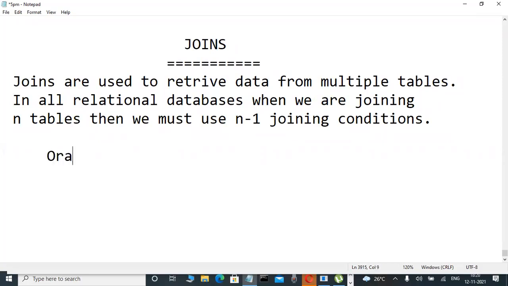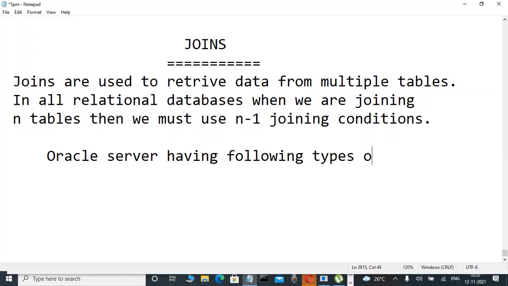Oracle server having the following types of joins. One minute only, wait, very important here. Now what joins are there? Don't write it here. Different terminology, different concepts.